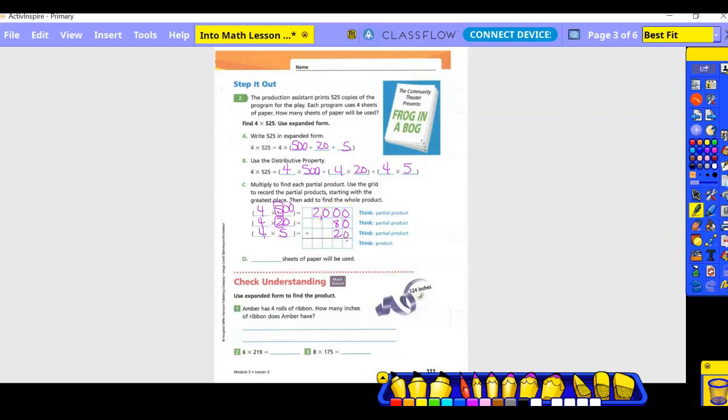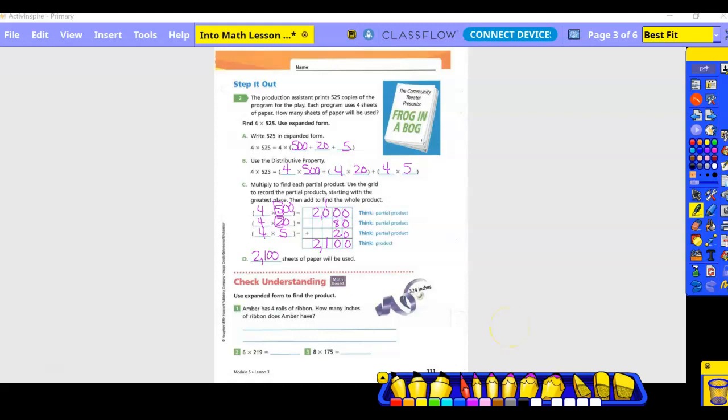So 0 plus 0 plus 0 is 0. 0 plus 8 plus 2 is 10. Carry the 1. 1 plus 0 is 1. And bring down the 2. So 2,100 sheets of paper will be used.